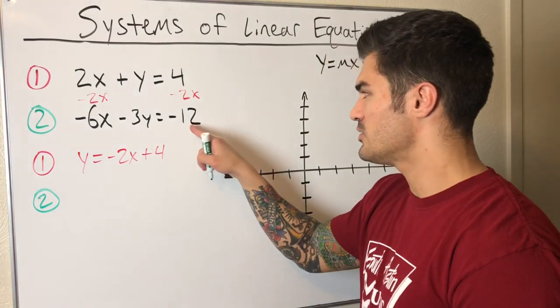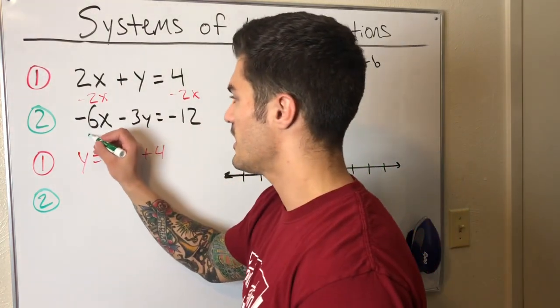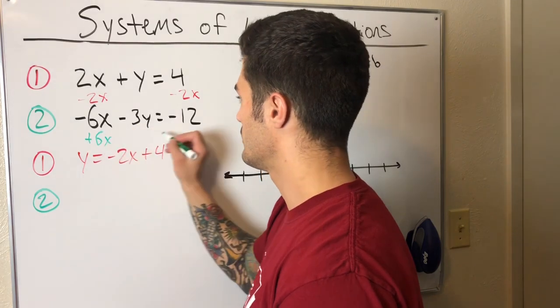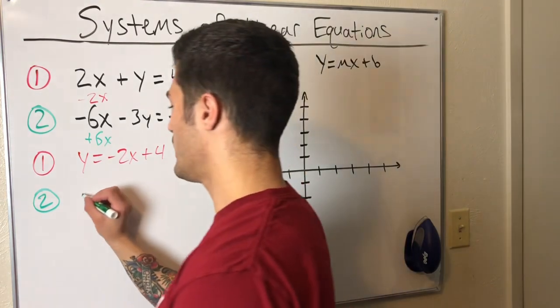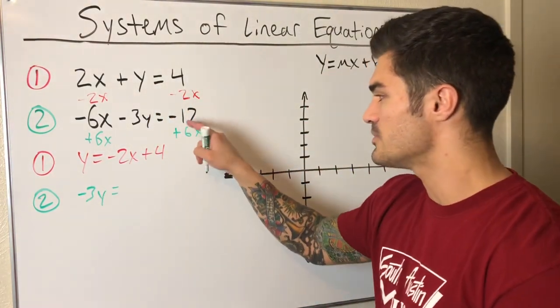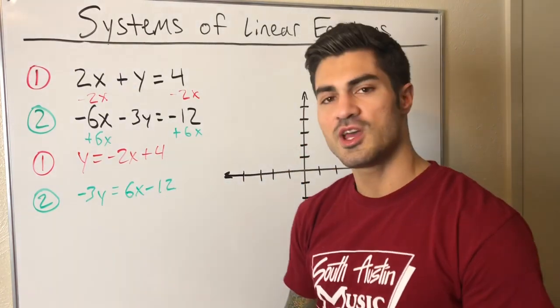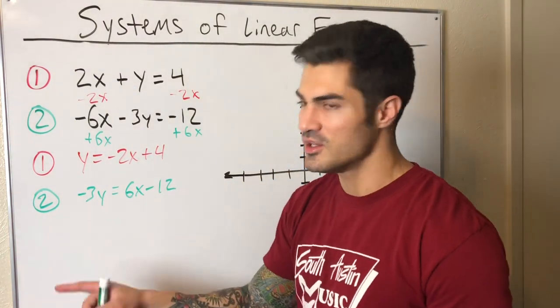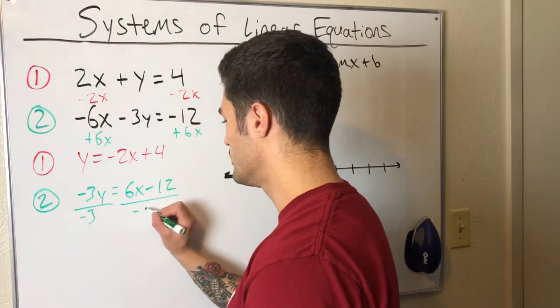-6x minus 3y equals -12. Okay, so I'm going to actually move the 6x over to here. So I'm adding 6x to both sides. Plus 6x, plus 6x. I'm left with -3y on the left-hand side. On the right-hand side, I have 6x minus 12. Now I have one more step, and I have to divide by -3, right? I need to get the y by itself.